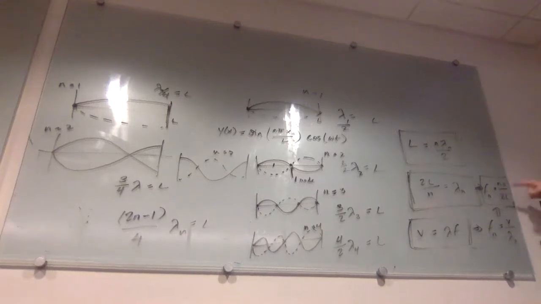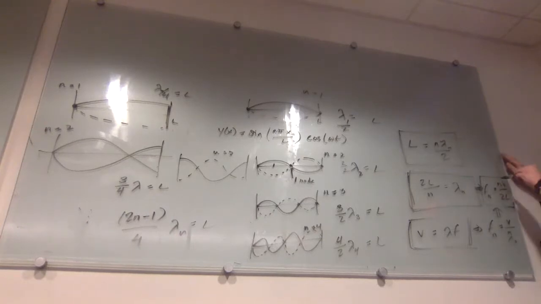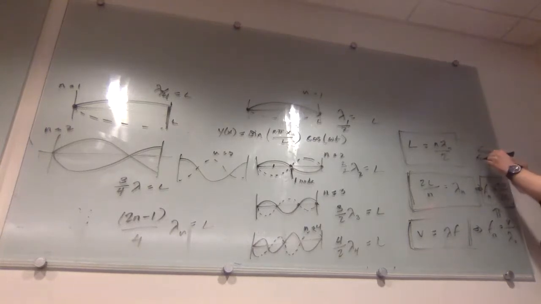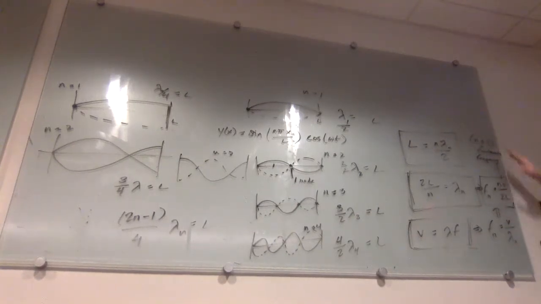If you increase n, the frequency, which is actually what you hear, you don't hear the wavelengths, you hear the frequency, you're getting multiples of that frequency. So the fundamental frequency is this thing, n equals 1: if you plug in n equals 1, you get v over 2L. This is the fundamental frequency. And as n increases, you get what they call the harmonics.